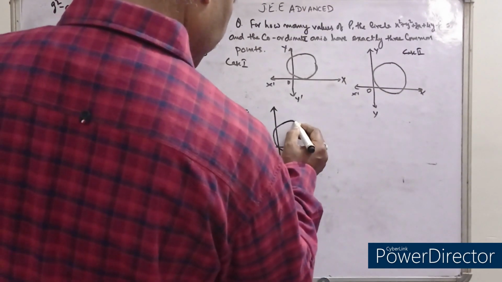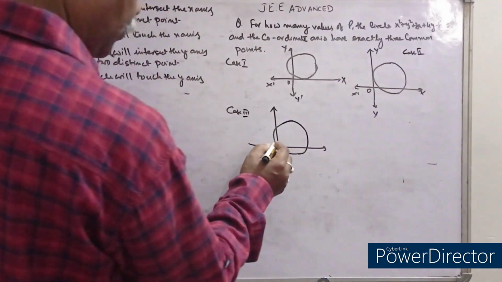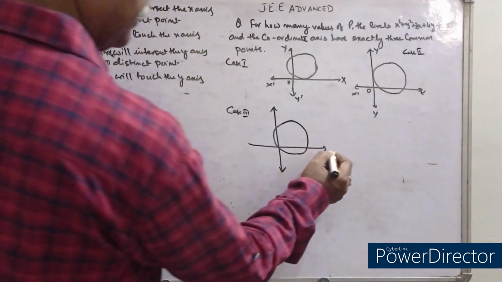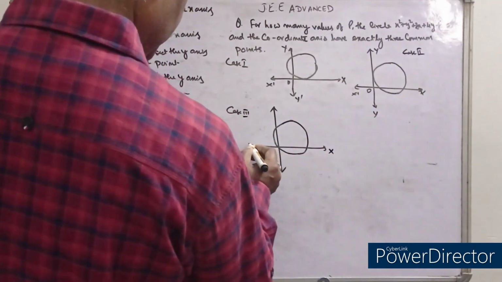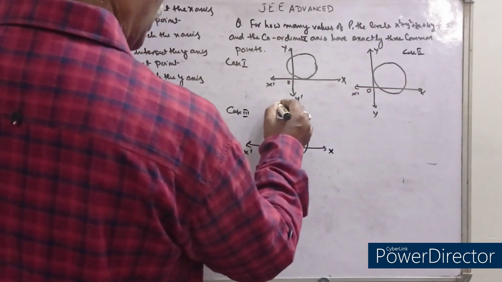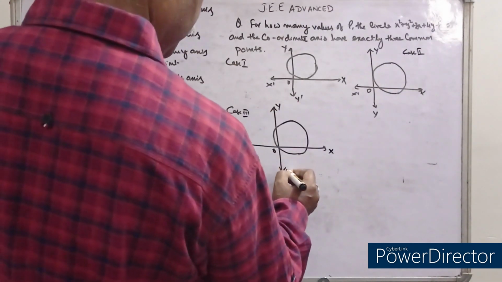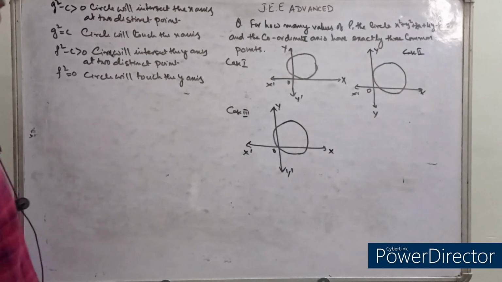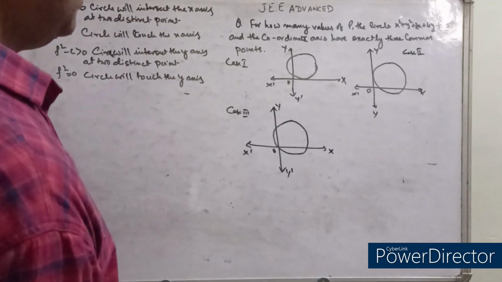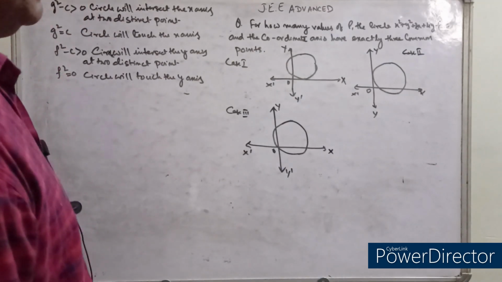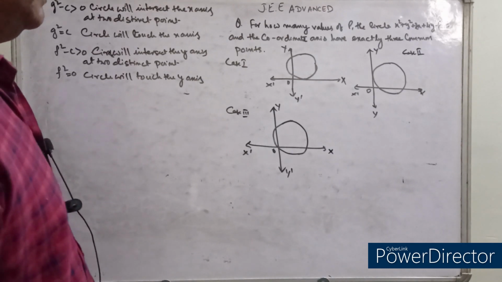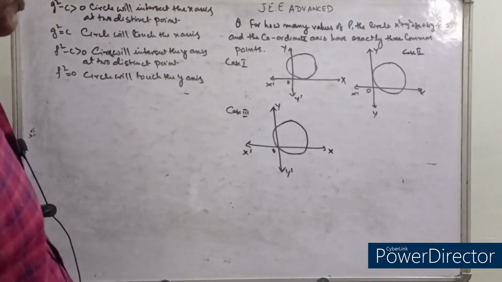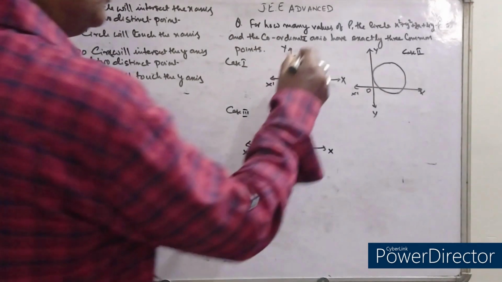See, it passes through the origin. So here 1, 2, 3, there are three common points. So we have to find how many values of p we are going to get these common points. We have to find out for how many values of p.